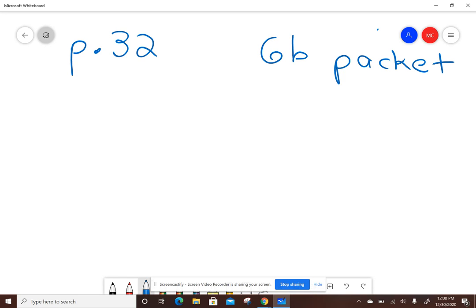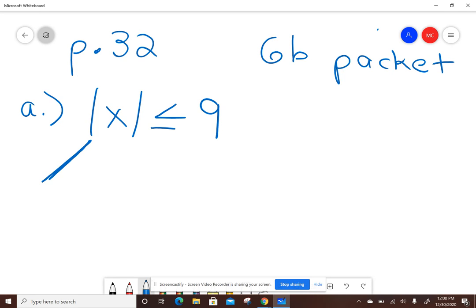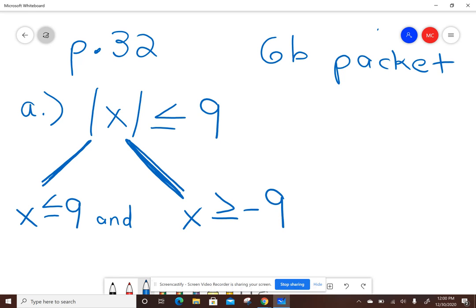It starts out by saying solve the inequality, graph your solution. And A is the absolute value of x is less than or equal to 9. Now, because this is absolute value, we know that we're going to have two inequalities. Either x is less than or equal to 9, and, flip the sign, x is greater than or equal to -9. Okay, so you learned that last class in that short video that I gave you.